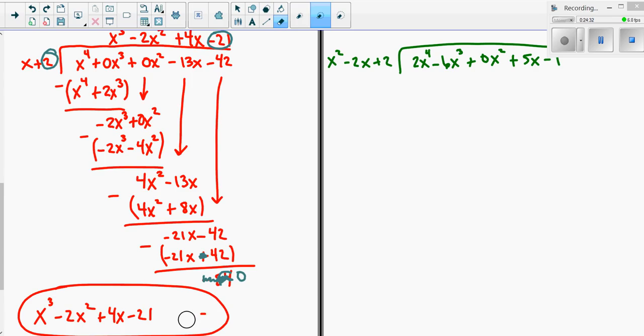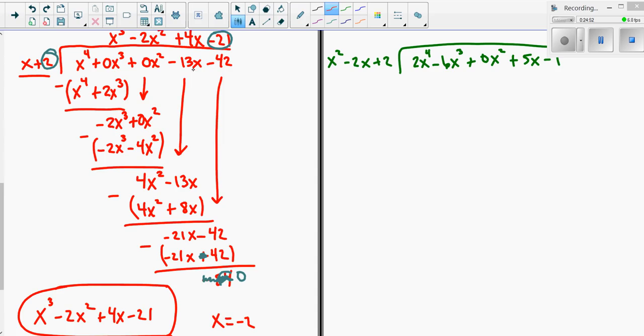Sorry about that. So then this is your answer, which means the same thing happens from up above, which means that this x plus 2 is a factor of that polynomial, which means that x equals negative 2 is a solution to that x to the fourth minus 13x minus 42. Sorry about that. All right, so continuing with this function over here.